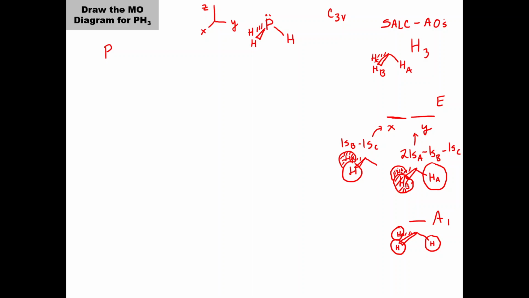They're not quite MOs yet. So we can't say we come in with three atomic orbitals, we have three MOs, because these are not MOs yet. They're just SALC AOs. They're symmetry adapted linear combinations. But we're done with the H3 part. And you can see how now these things will probably mix with the P orbitals, and they will, according to symmetry. So the A1s will mix and the E's will mix. And so that's what we'll have.